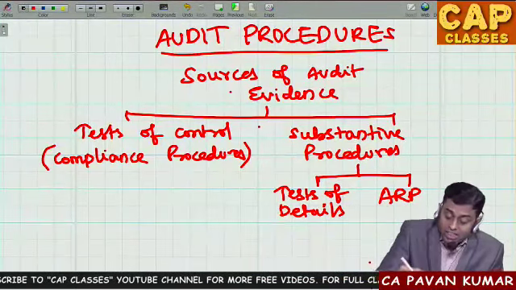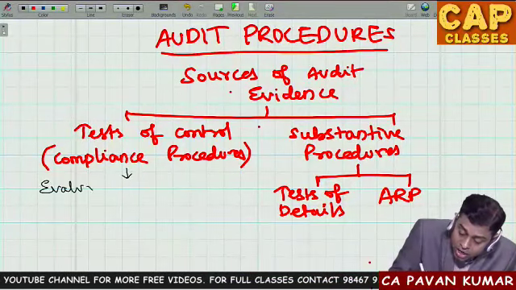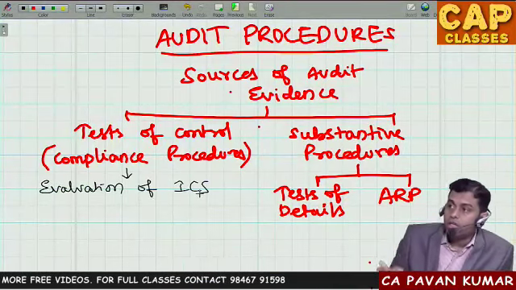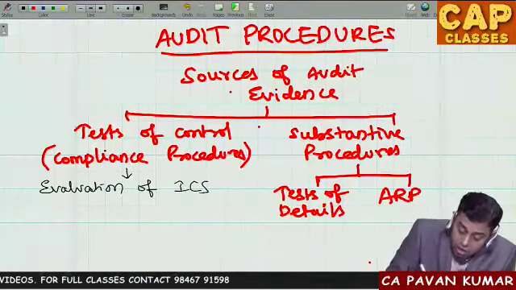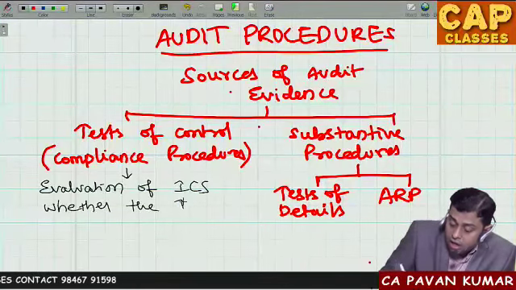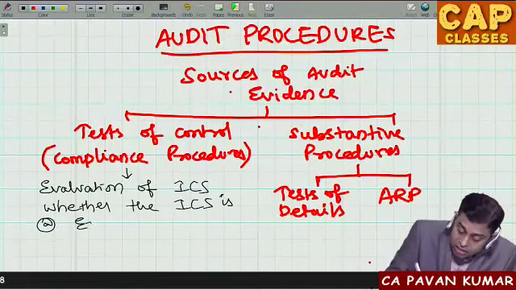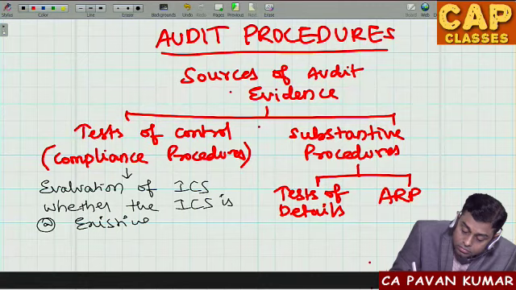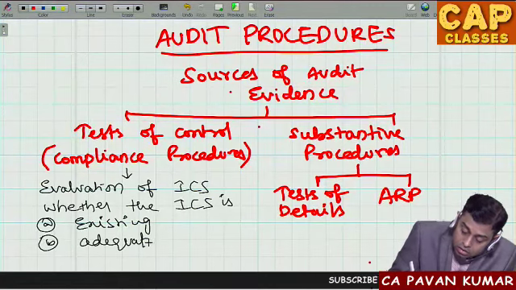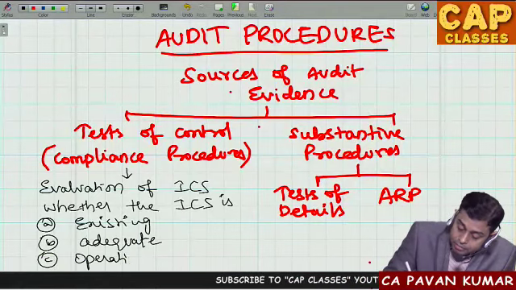Now, what is this tests of control? This is nothing but evaluation of internal control systems. So what are we evaluating here? The auditor verifies whether the internal control system is A, existing, B, adequate, C, operating effectively.